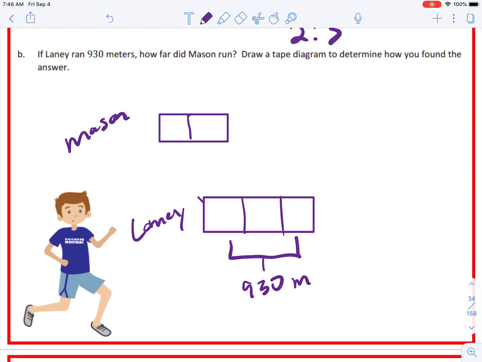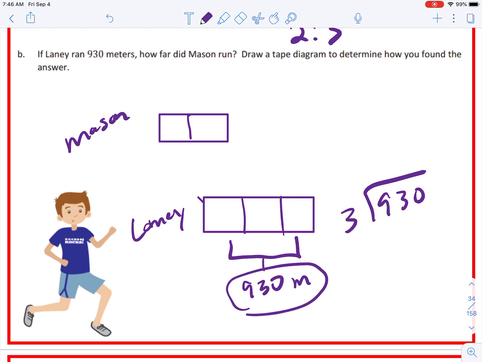So Laney has 3 units and she ran 930 meters. I need to figure out what's going to go in each unit to figure out how much Mason ran. So I am going to do 930 divided by 3, because there's 3 units and she ran 930 meters total. So 3 goes into 9 3 times, and 3 goes into 3 once, and our zeros are left over. So 310 is going to go in each unit.